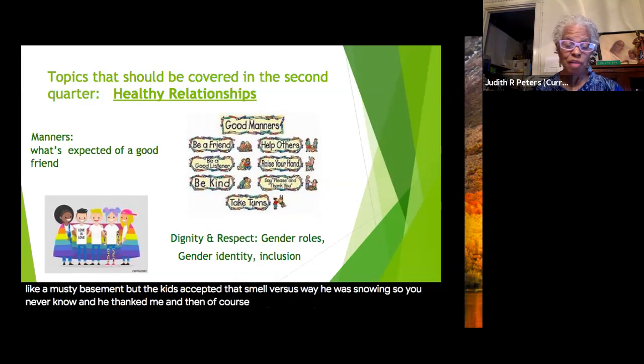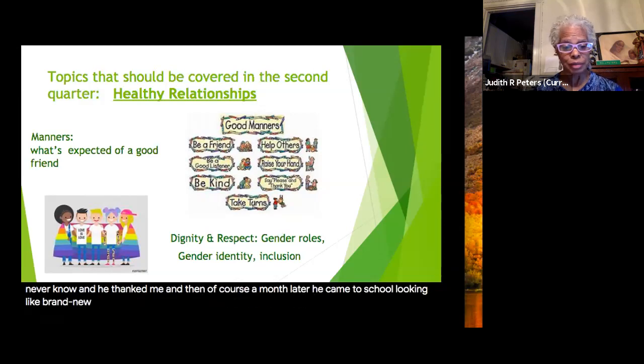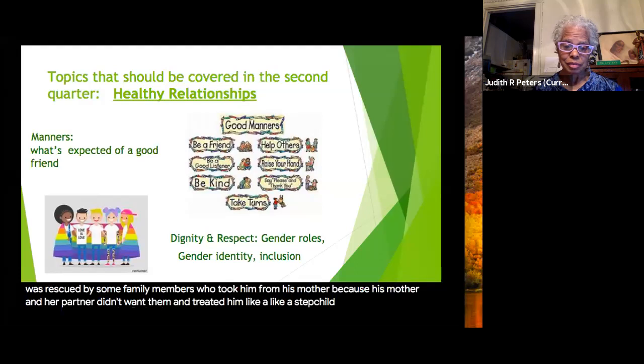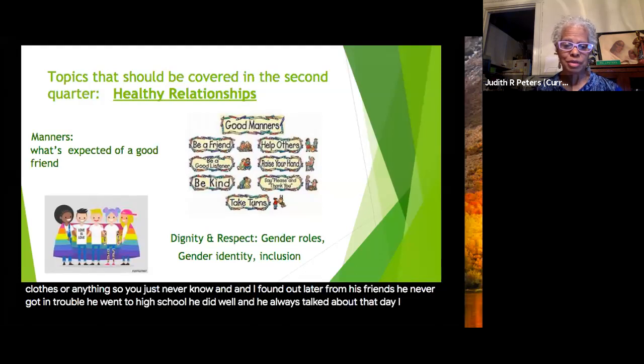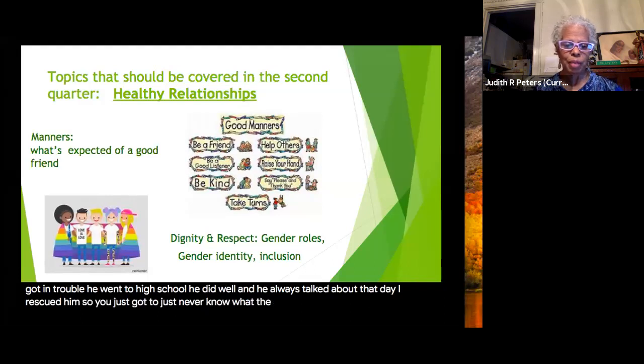And then, of course, a month later, he came to school looking like brand new money. Shined up, new clothes, smelling good. I'm like, what happened? He was rescued by some family members who took him from his mother, because his mother and her partner didn't want him and treated him like a stepchild and wouldn't give him clothes or anything. So you just never know. I found out later from his friends, he never got in trouble. He went to high school, he did well. And he always talked about that day I rescued him. So you just never know what impact you make on a child by just being there for them.